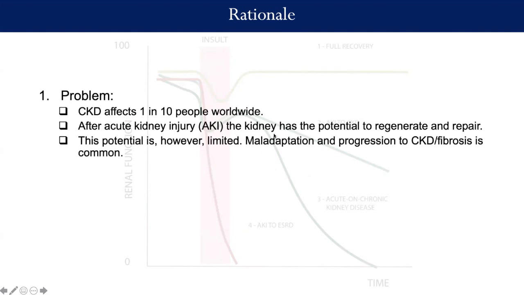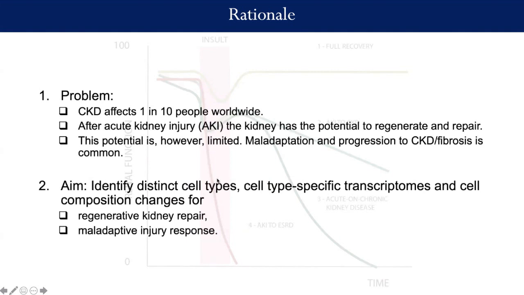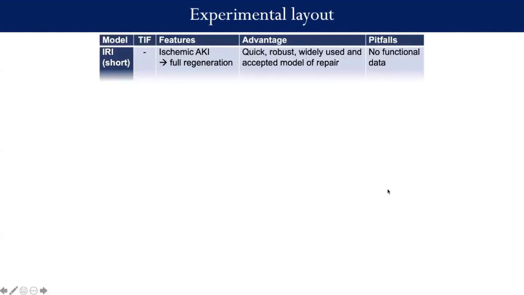And despite the fact that the kidney has the potential to regenerate, this potential is limited. So what we as nephrologists more often see is maladaptation and progression towards fibrosis, which is the hallmark of CKD. So the aim of our study was to identify distinct cell types, their transcriptomes and cell composition changes, on the one hand for regeneration and on the other for maladaptation.